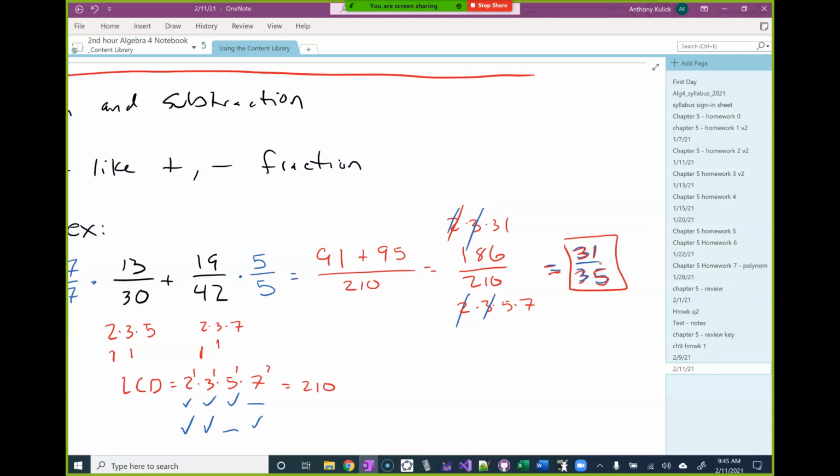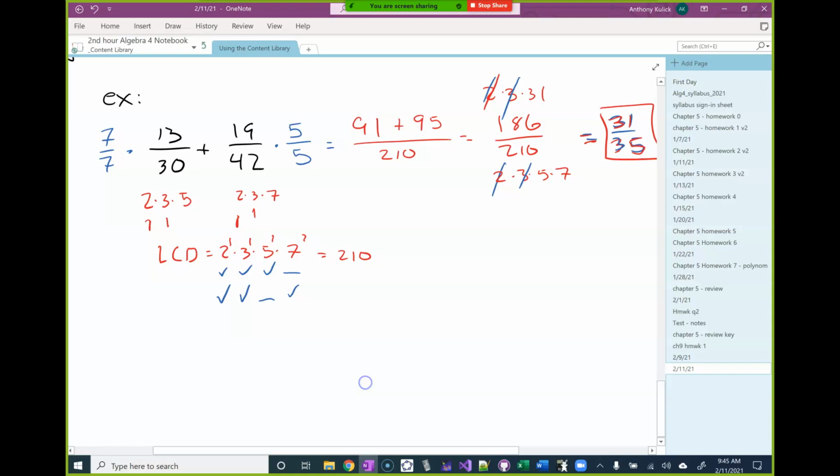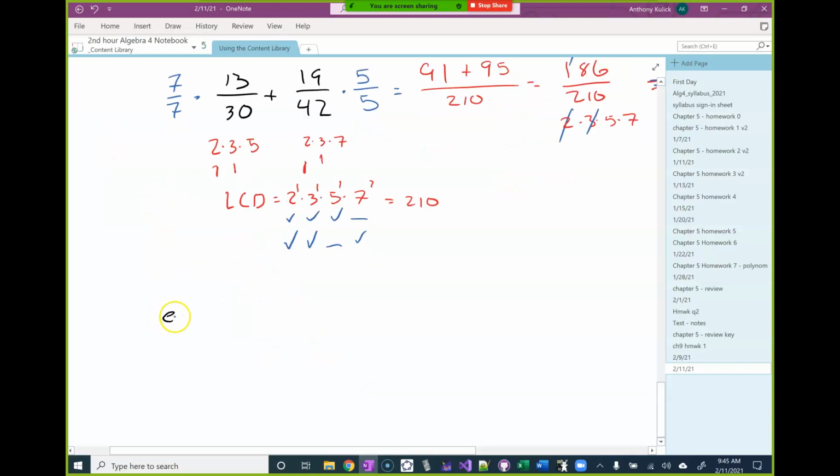Does that jog some memories here? Okay. You guys ready to do some with rational expressions, or do you need another fraction example? Rational expressions it is then? Okie dokie. Let's get after it. All right. So let's start with something pretty straightforward.